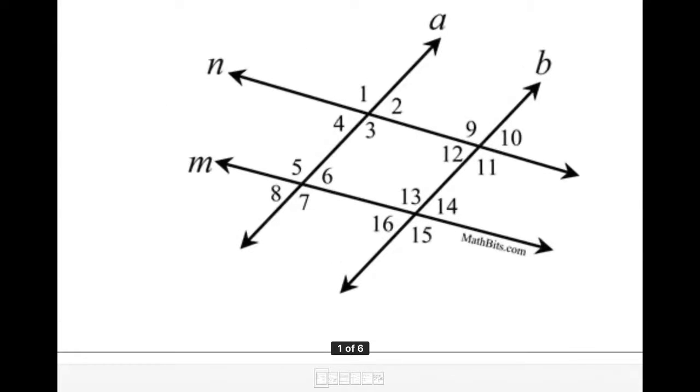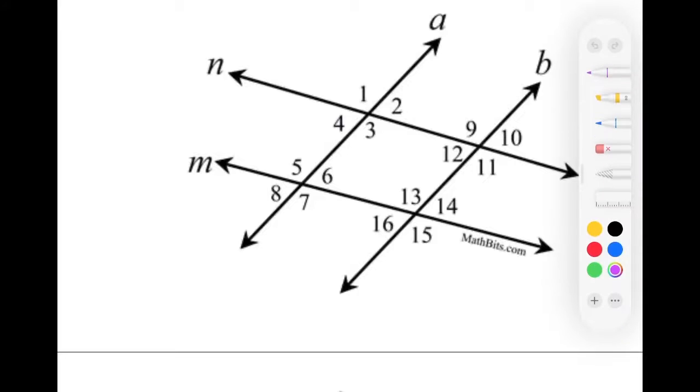So if we come in here, the angles that we are looking for is angle 2 and angle 6. So in this case, what we are looking at is line A is our transversal, and our two parallel lines is N and M.